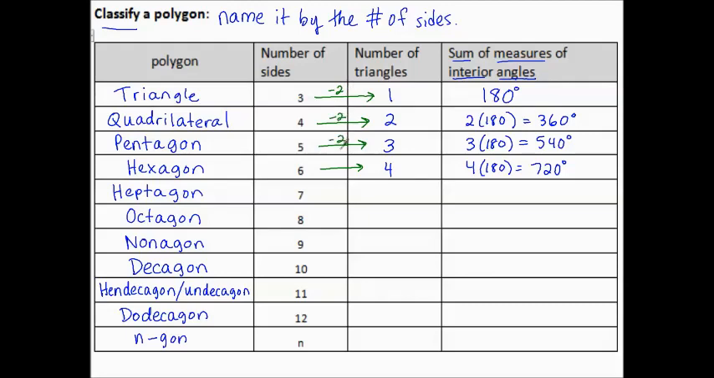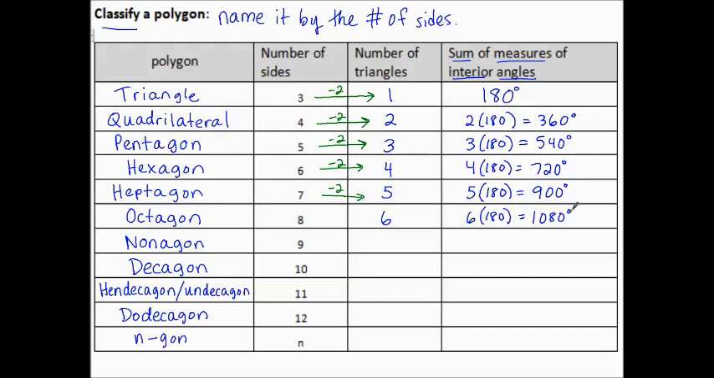Number of sides, subtract 2. Number of sides, subtract 2. 7 sides, subtract 2. How many triangles do we get? 5 triangles. Therefore, 5 triangles at 180 degrees each makes 900 degrees. 8 sides, subtract 2. 6 triangles at 180 degrees each. That makes 1080 degrees total. And so on and so forth, we can continue with the table.